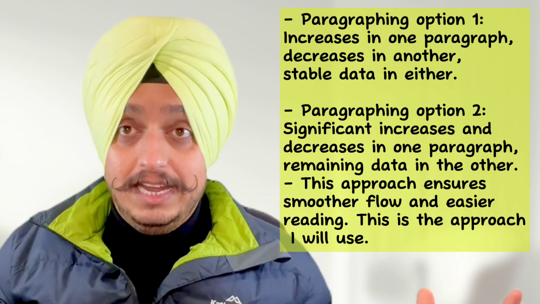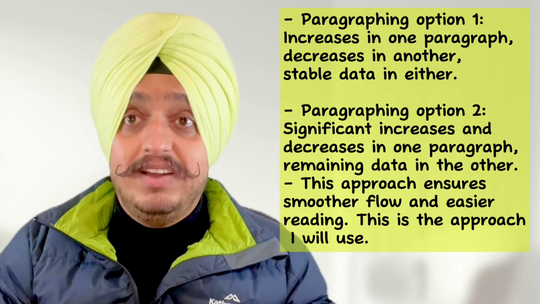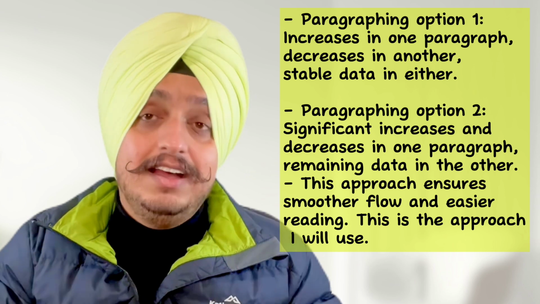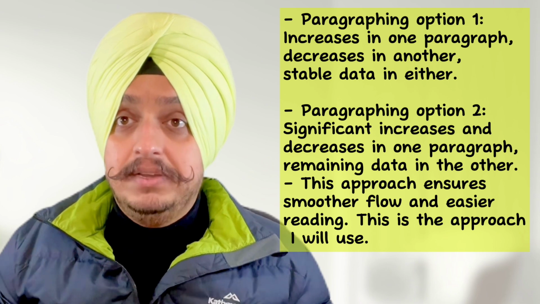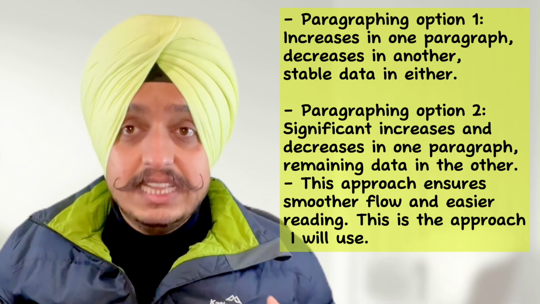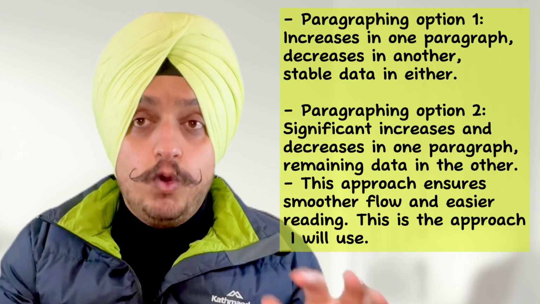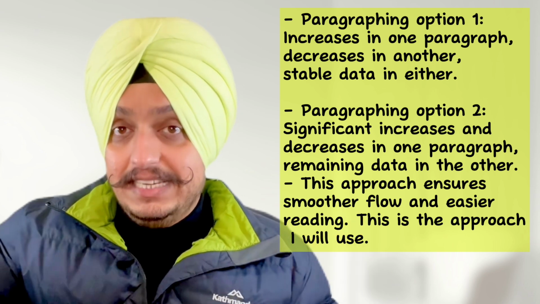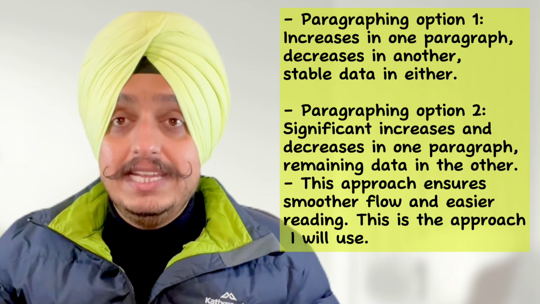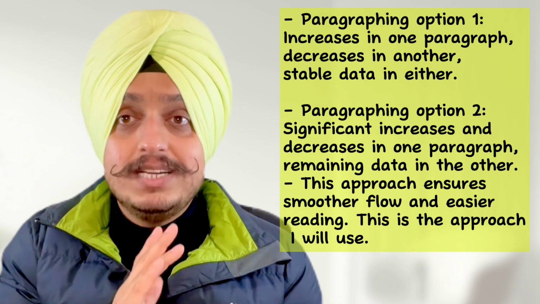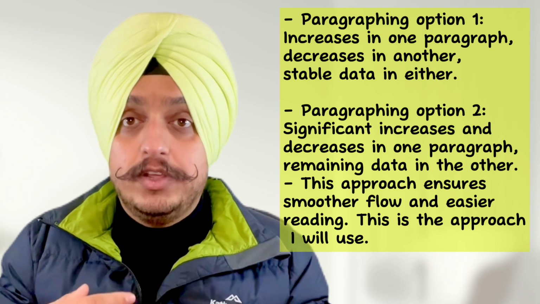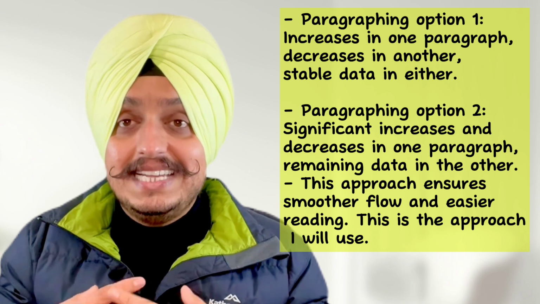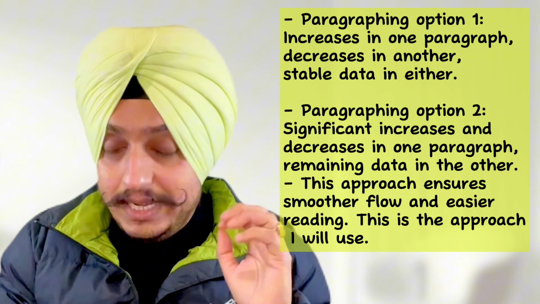Now, what in the third paragraph, what in the fourth paragraph? So one way of paragraphing could be writing all increases in one body paragraph and decreases in another body paragraph, and what remains the same can be written in either of them. The other way of paragraphing could be focusing on what significantly increased and what significantly decreased in one body paragraph and what's remaining in the other body paragraph. And this approach helps to ensure that your report has a smoother flow and is easier for the reader to follow. This is what I am going to do.